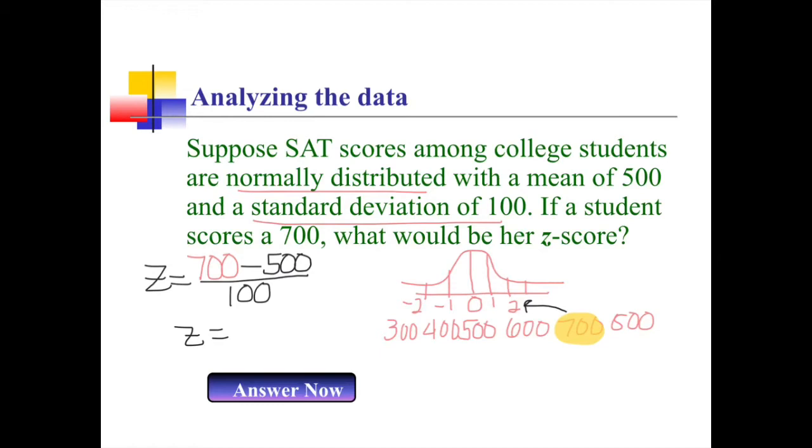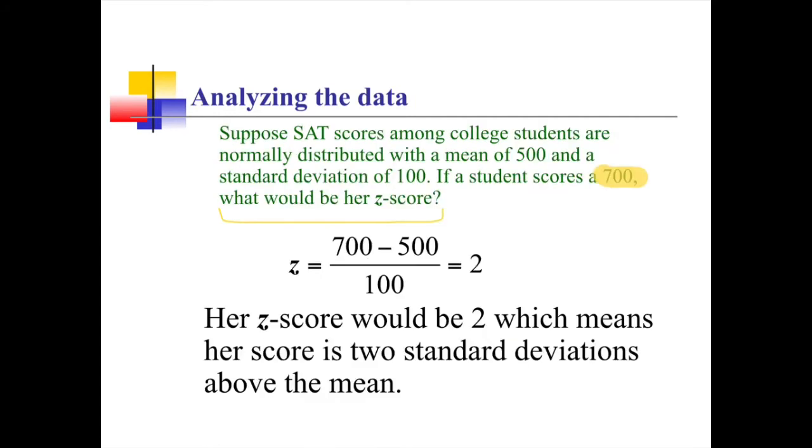But if we put it in the formula that's provided, z is equal to the value that we're trying to compare, 700, minus the mean over the standard deviation. And actually, what does that give us? 700 minus 500 is 200, and 200 over 100 is 2. So basically, we can see that it's 2 when we did our formula, and we can see that it's 2 when we shaded it on our graph.